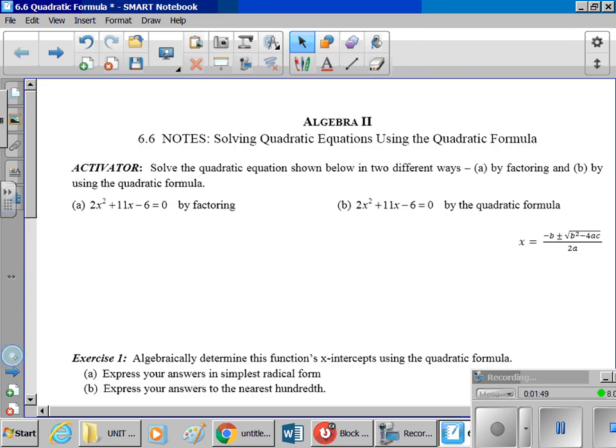So just moving back to our question now, the activator, which normally would be the do now in our class, is showing a quadratic, and it says A, they want us to do it by factoring, and B, they want us to do it using the quadratic formula. And you'll see you'll come out with the same answer no matter which way you do it because we're solving it. Some of you aren't so happy with factoring when you have a leading coefficient that is not 1.